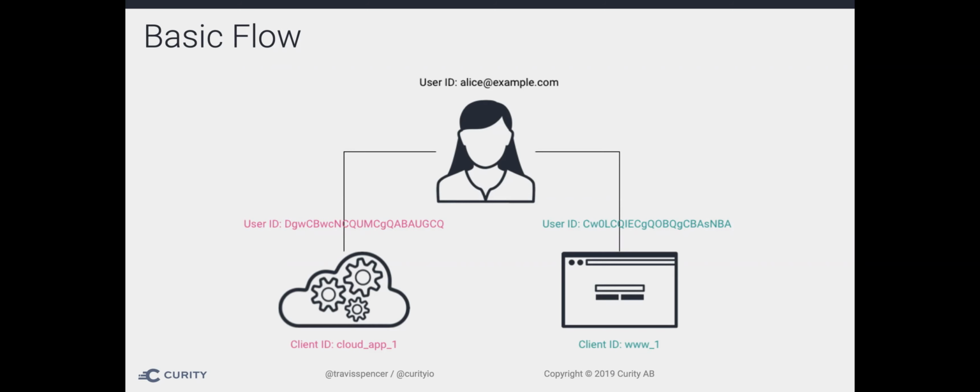So it will be able to associate profile data and usage data and maybe what Alice has bought at Cloud App 1, but not be able to figure out what she's also done over in www1, where Alice is having a different identifier, CW0. Make sense? So that's the idea with PPIDs.